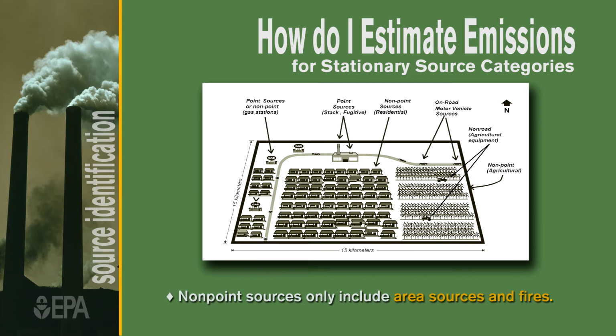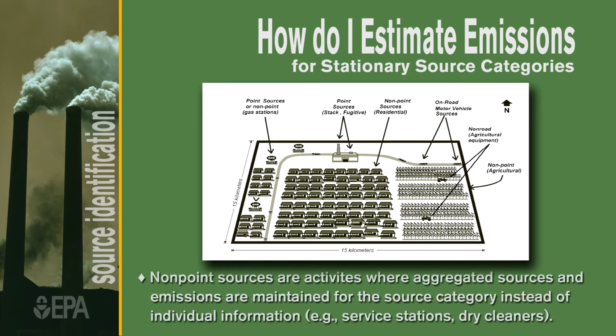Non-point sources are aggregated sources, and we only include area sources in these estimates, as well as fires. The non-point sources are aggregated at a geographic level. They might be aggregated at a county level, at a tribe level, or we can use shape files to identify the geographic area. So this would be, in this example of dry cleaners, it may be that you have a county level estimate for all the dry cleaners in your area, or you could choose to estimate emissions of each individual dry cleaner and include those in a point source estimate.